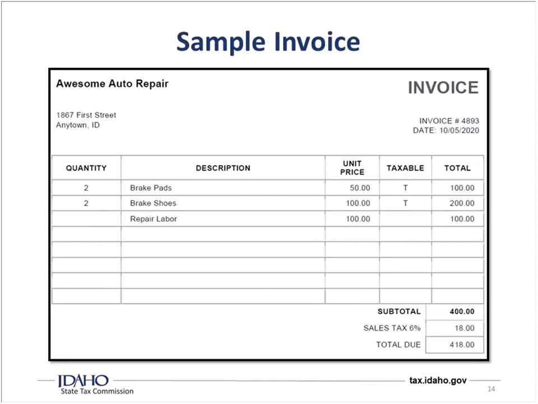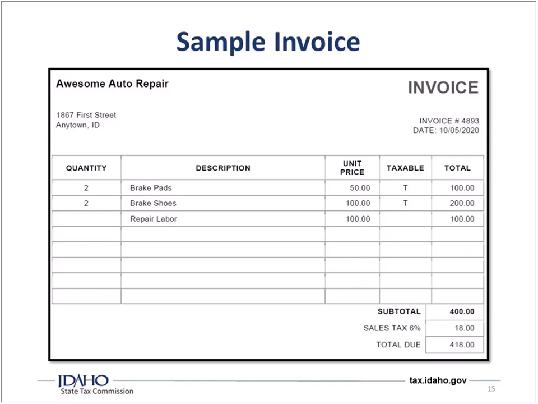So what do I mean by that? Let's just do a sample invoice. Could also be a receipt. For our purposes, they are the same thing. So this is a sample invoice for Awesome Auto Repair, and they did a brake job for somebody. So they had 2 brake pads at $50 a piece for a total of $100, and you'll see where it says taxable, there is a T there, indicating that this is taxable.